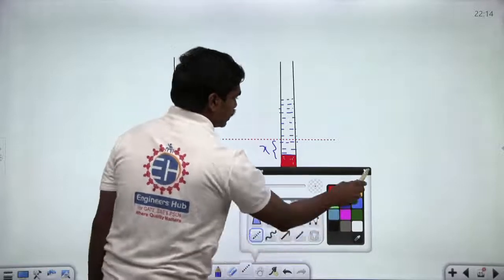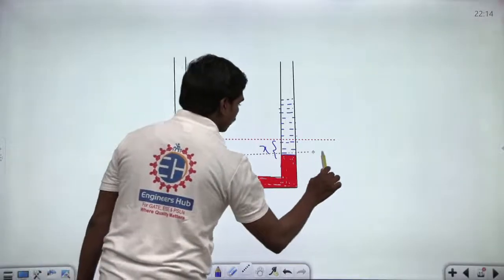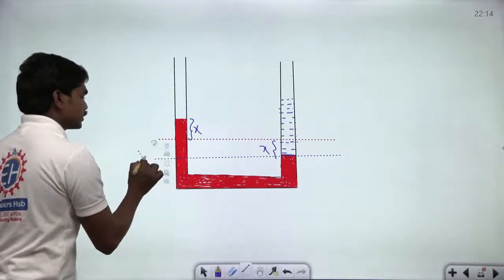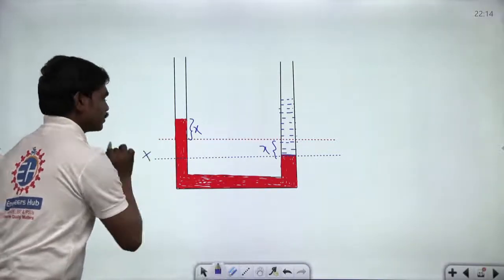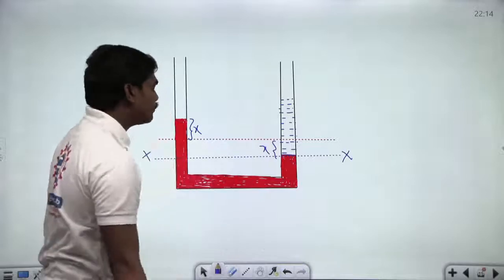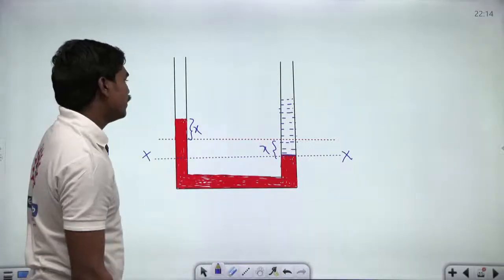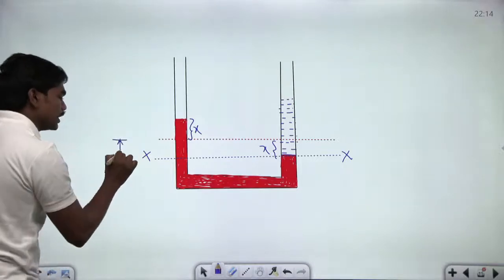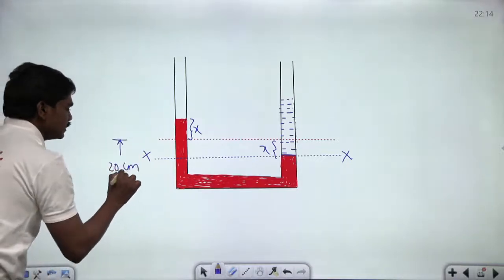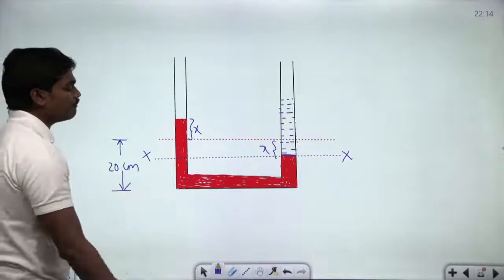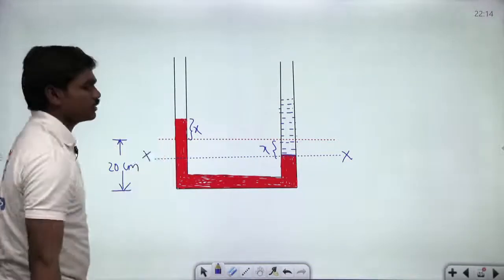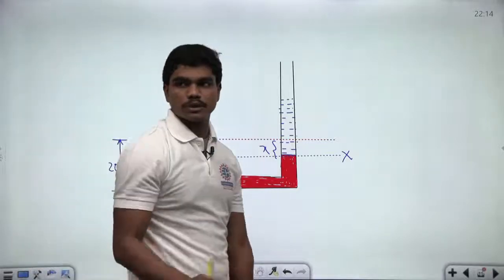Now see here. Let us suppose we are considering a section about this plane. This is the new plane, so let this be x. If you apply the static pressure balance about this, we will get to know the height of this mercury. Initially this height is 20 centimeters in both the limbs. But now, because of the addition of water on the left hand side, there is some elevation in the mercury column.